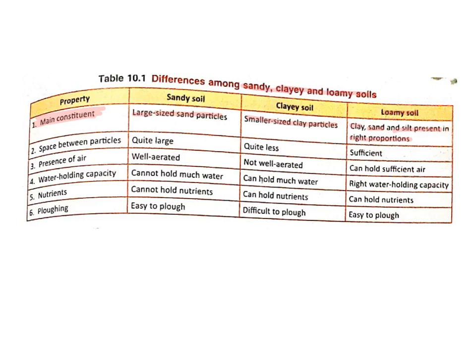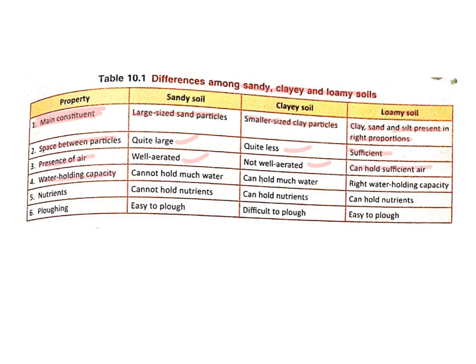The next property is space between the particles. In sandy soil, it is quite large. In clay soil, it is quite less. And in loamy soil, it is sufficient. The third property is presence of air. Sandy soil is well aerated. Clay soil is not well aerated, but loamy soil can hold sufficient air.